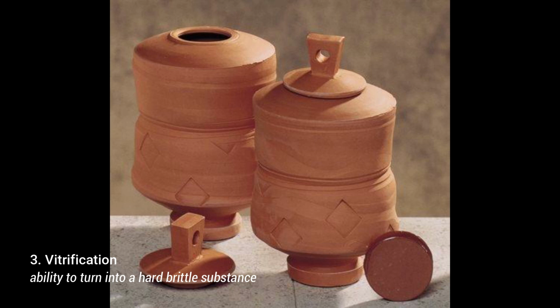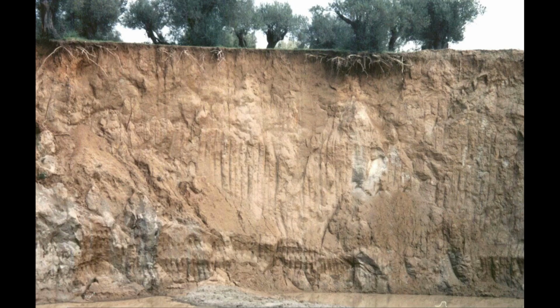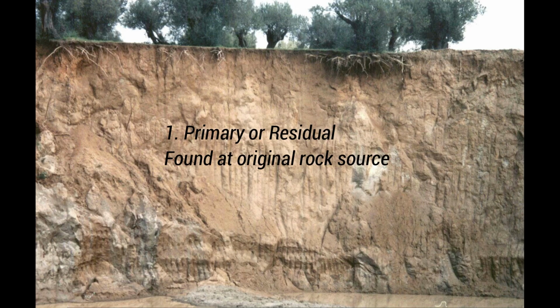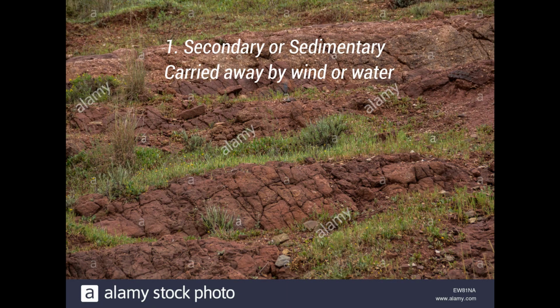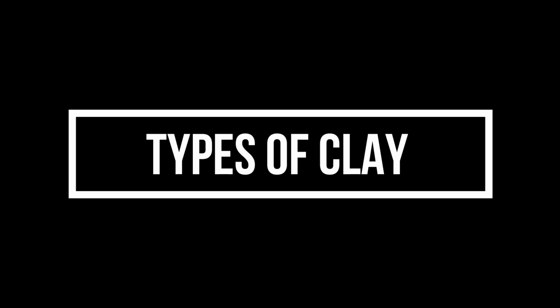Clay is classified into two main classes: primary or residual clay, which is clay found at its original rock source; and secondary or sedimentary clay, which is clay found away from formation sites, having been carried by wind or water. There are several types of different clays.